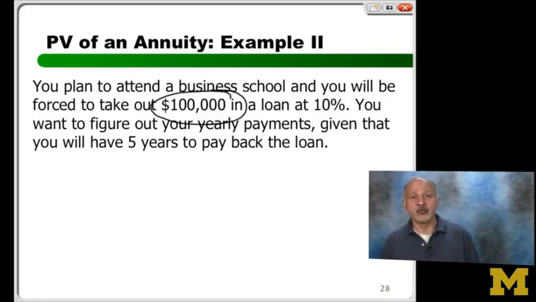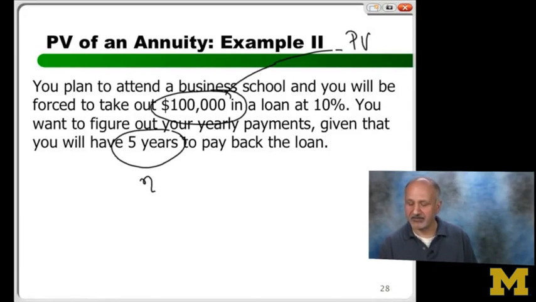Anyway, you want to figure out your yearly payments given that you will have 5 years to pay back the loan, right? So what do I know? We call this guy N. We call this guy what? PV, FV, PMT. Well, we call it PV.